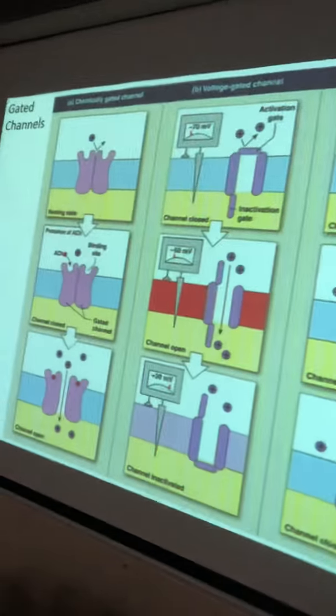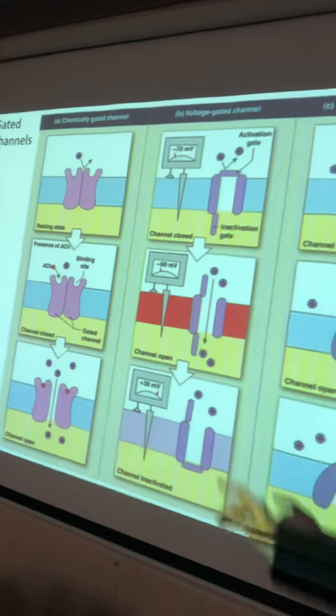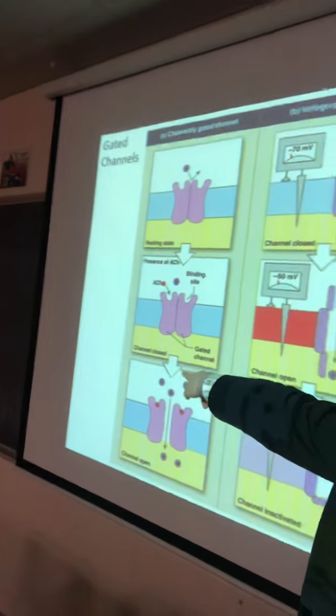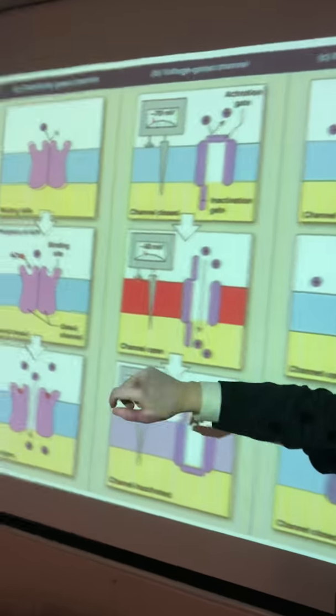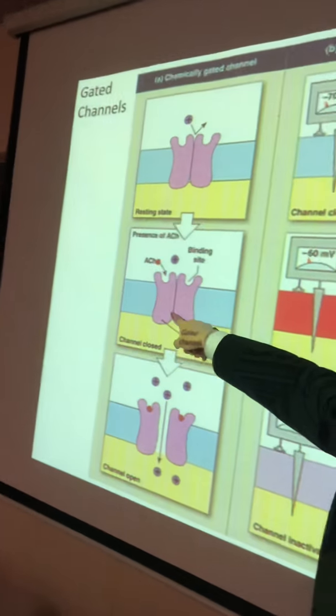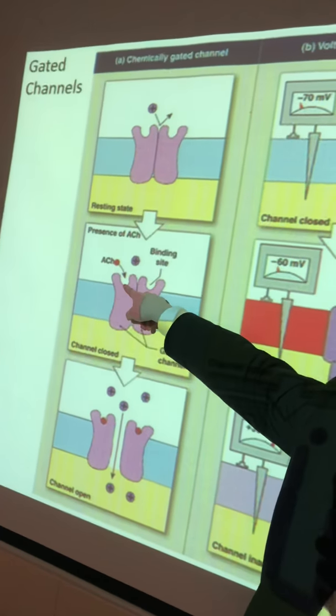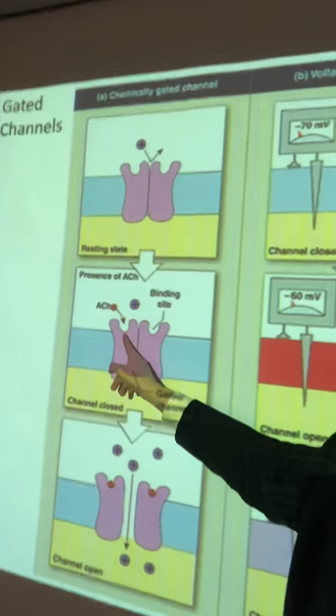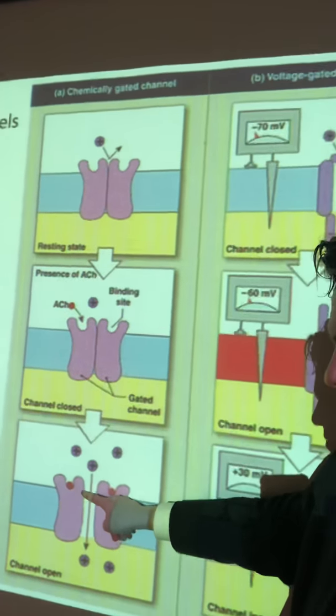Another type of channel that we're going to see here is a chemically gated channel. This slide shows 3 different types of channels. It shows voltage gated, chemically gated, and pressure gated. We've looked in detail at voltage gated channels. These are chemically gated channels. Here you see that there's a binding site, right? Here's a binding site right here. And the neurotransmitter is going to attach to that binding site, causing the channel to open or causing the channel to do something.